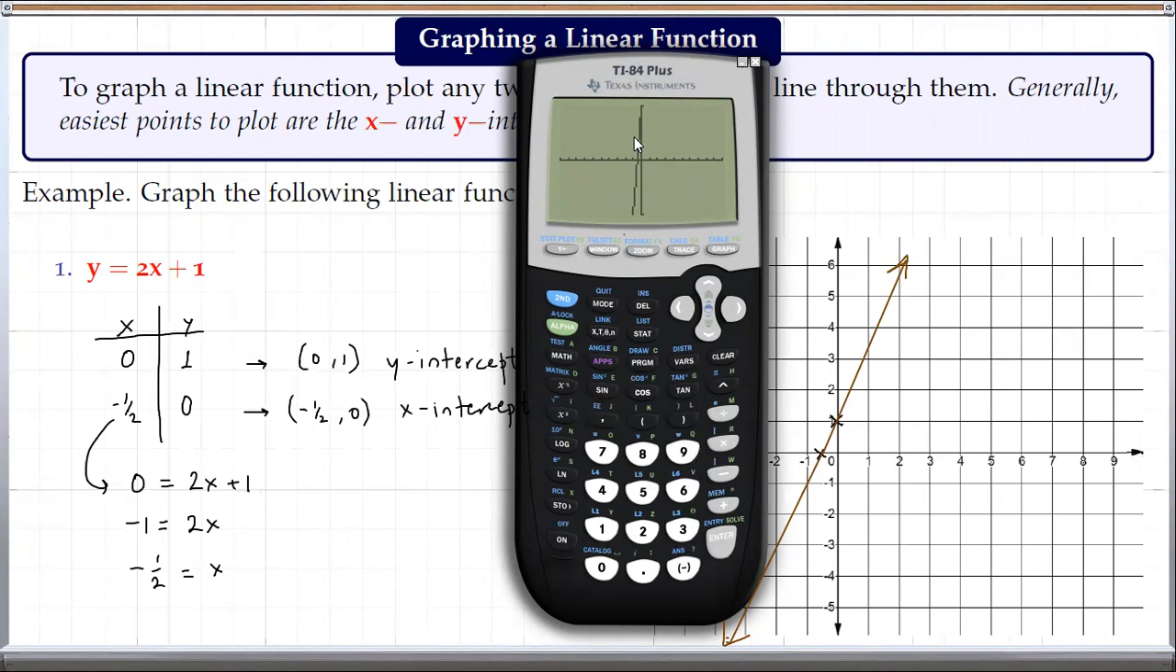So this is the graph, but looks like we have to fix the window. So go to window. I think the x values are fine, negative 10 to 10. Let's also use negative 10 to 10 for y values. So y min and y max are negative 10 and 10. So let's graph again. So this is the graph of the function. And you can use all sorts of tools like tracing. So if you hit trace, and with the arrows, you can move along the graph. It will give you x and y coordinates at several points.